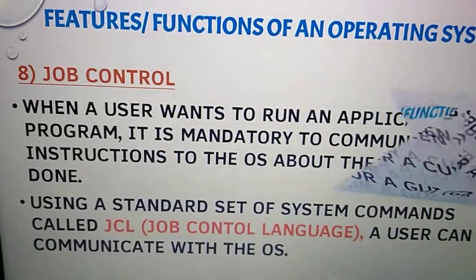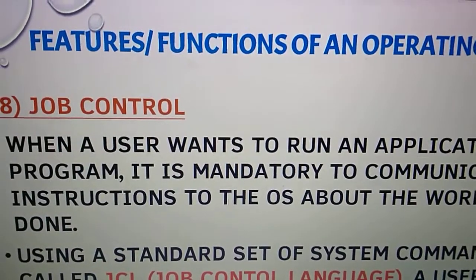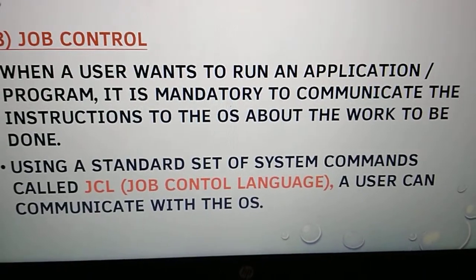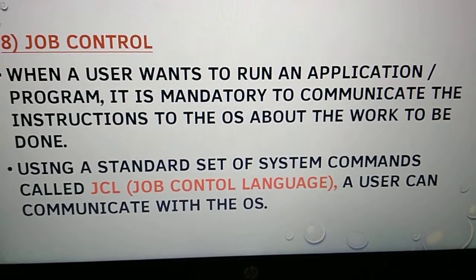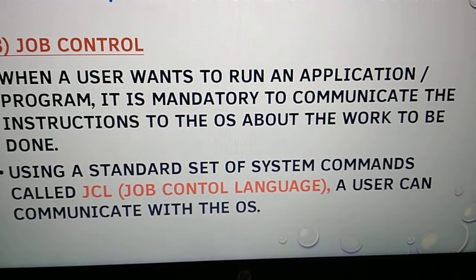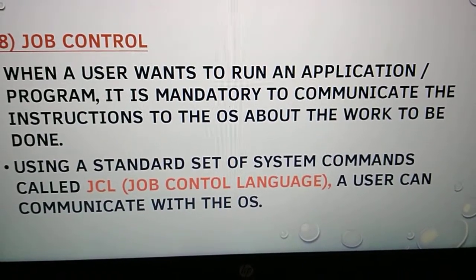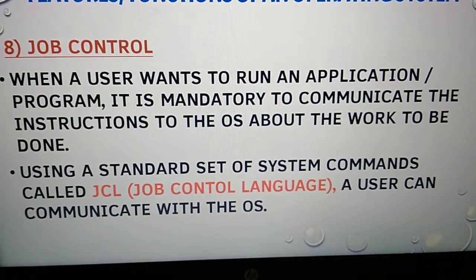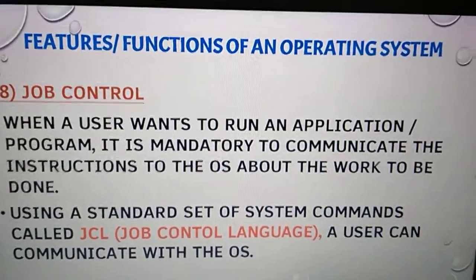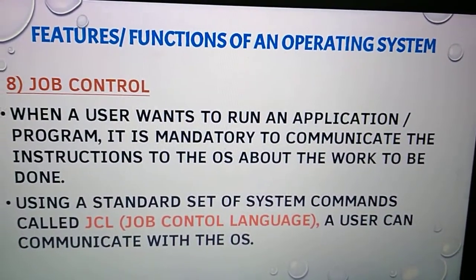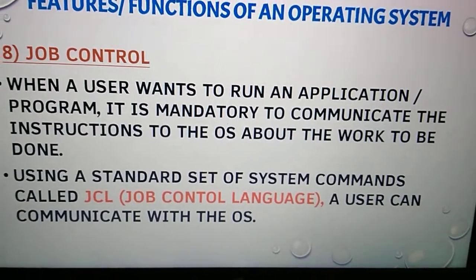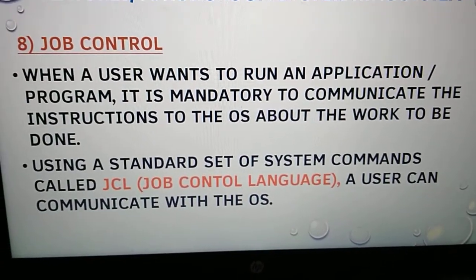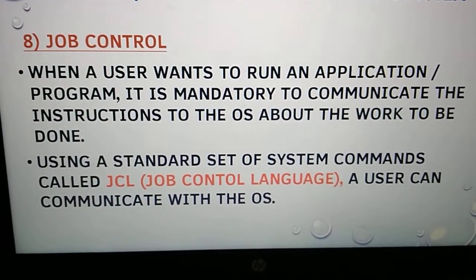Last one is job control. What is job control? When a user wants to run an application or a program, it is mandatory to communicate the instructions to the OS about the work to be done. Because a computer is just a machine, without instruction it cannot do anything. When we have to create a document or a PowerPoint presentation, we have to give instructions to the computer. Then only it will perform.